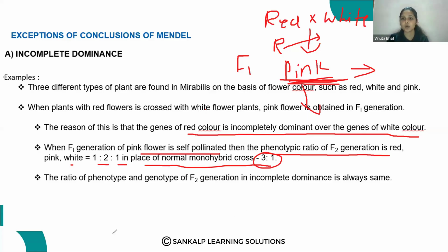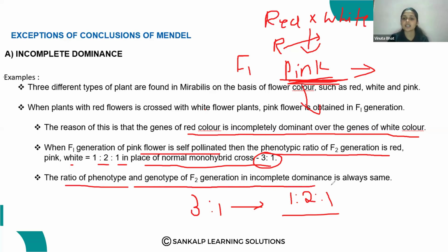So in the case of the monohybrid cross studied by Mendel, the phenotypic ratio should be 3:1. But instead of that, the phenotypic ratio became 1:2:1. So that is incomplete dominance. The ratio of the phenotype and the genotype of the F2 generation in incomplete dominance is always the same. So here the phenotype is 1:2:1, and the genotype is 1:2:1. So in incomplete dominance, the ratios are the same.